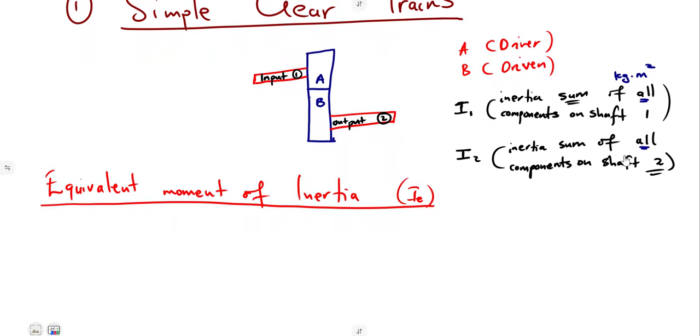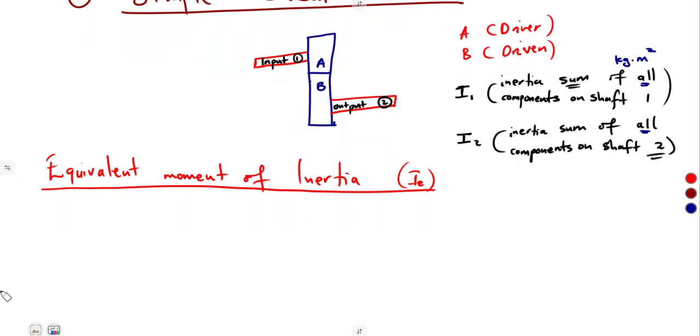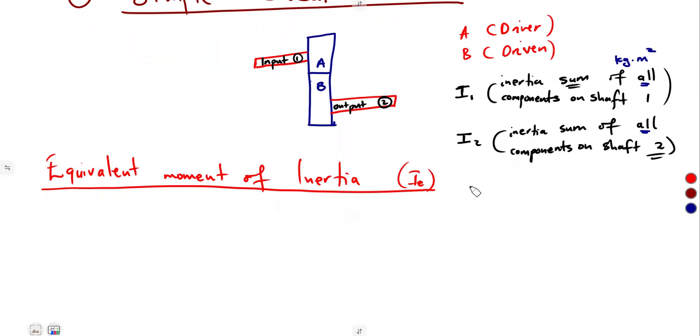It is also affected by efficiency. If we are not given efficiency, it means you are at 100% efficiency. Otherwise, they are going to give you efficiency. So at 100% efficiency, or when we are not given efficiency, we can have the equivalent moment of inertia referred to the input.